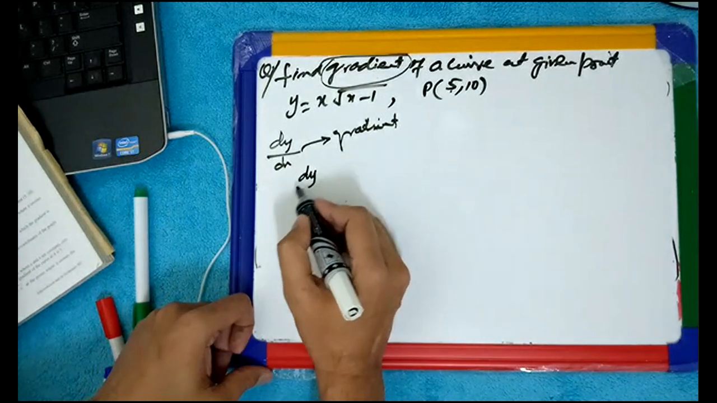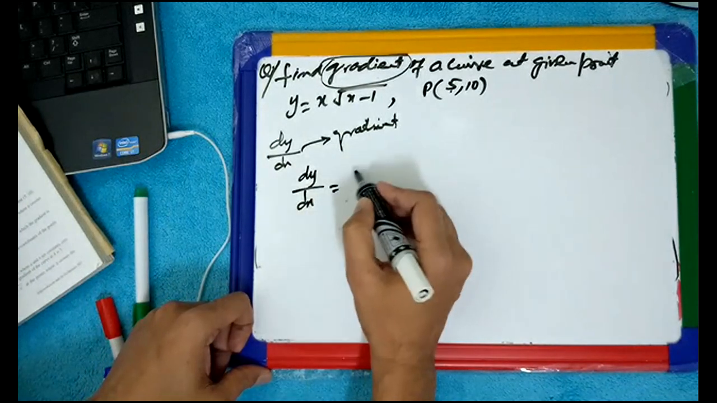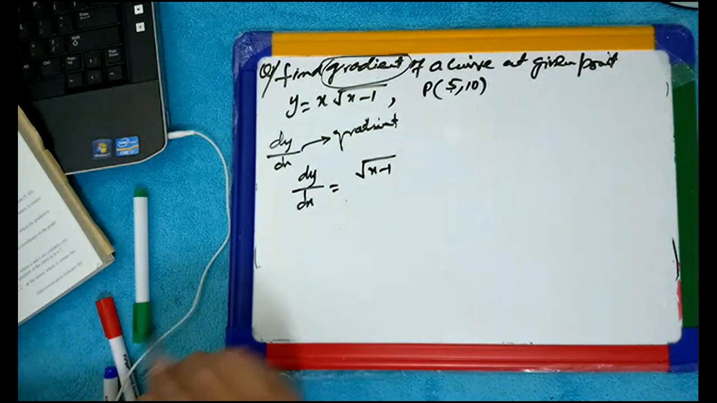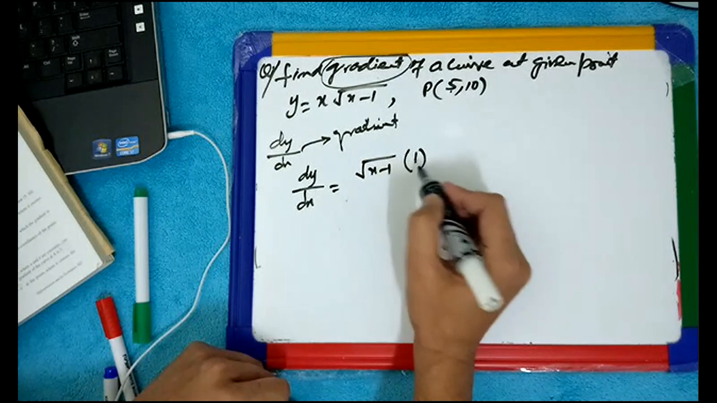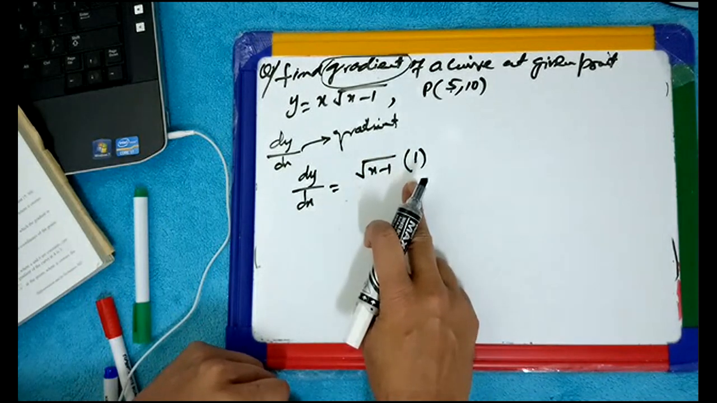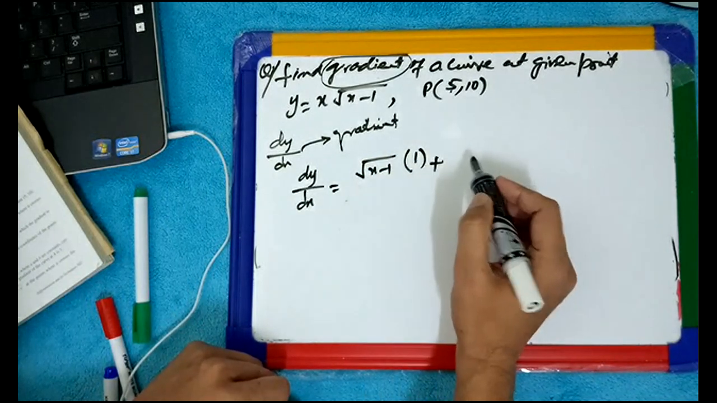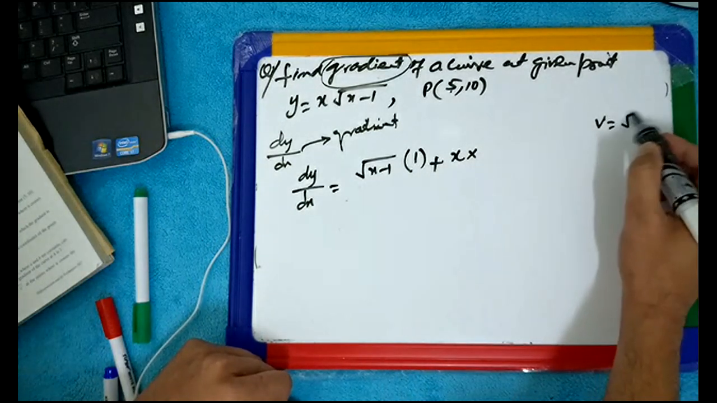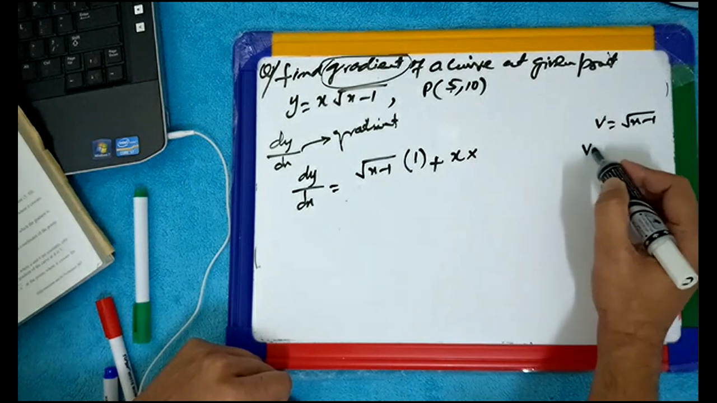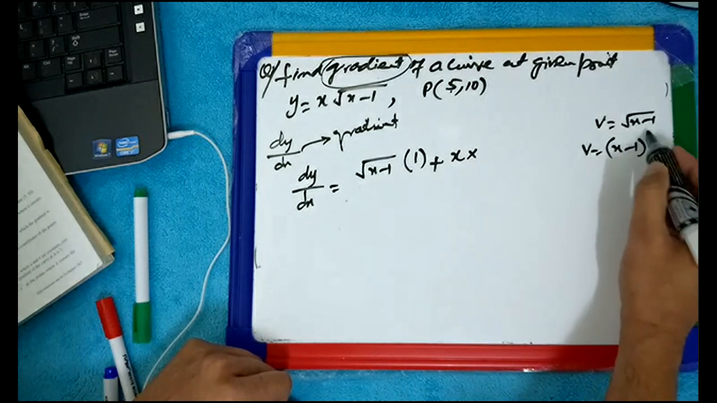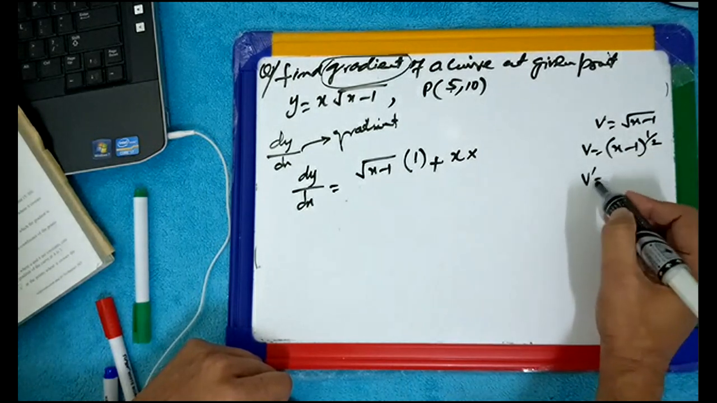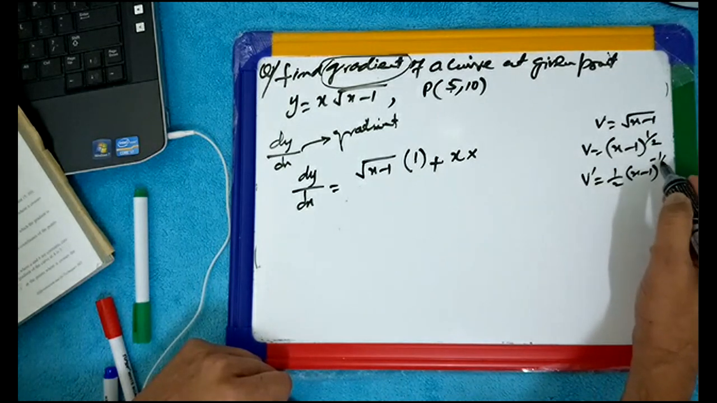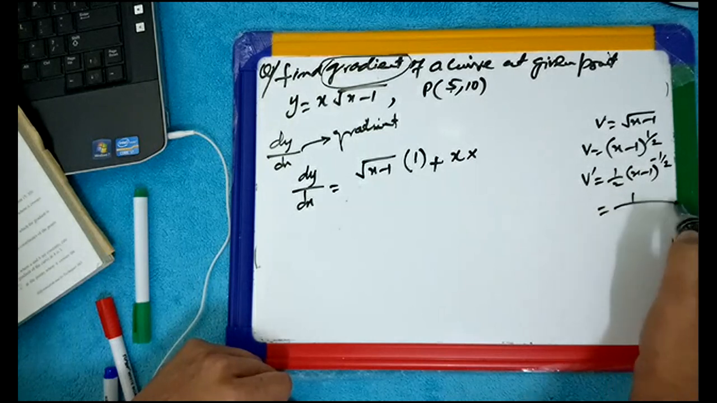So dy over dx equals v u dash, where u is x and u dash is 1. Follow me. Plus u v dash. And what is v dash? v is the square root of x minus 1, which means x minus 1 to the power half. So v dash means 1 over 2 times x minus 1 to the power minus half, which means 1 over 2 under root x minus 1.